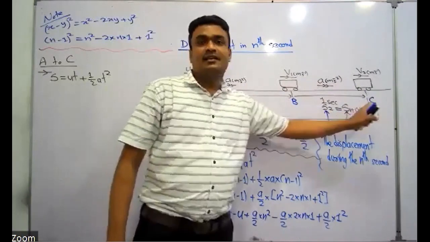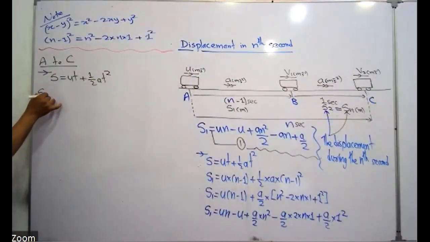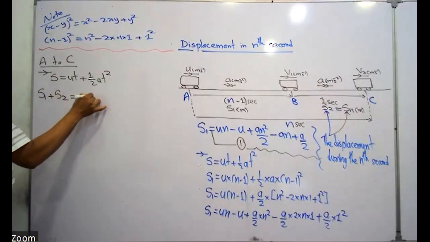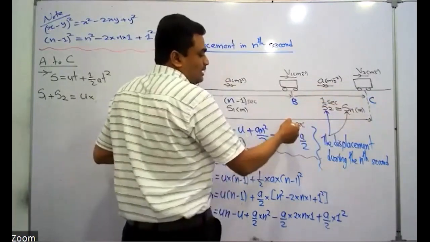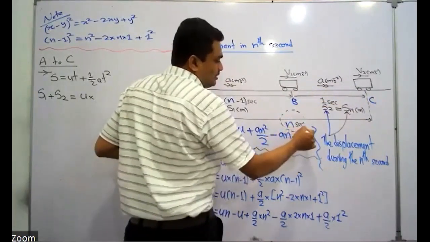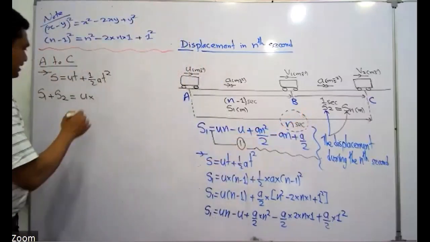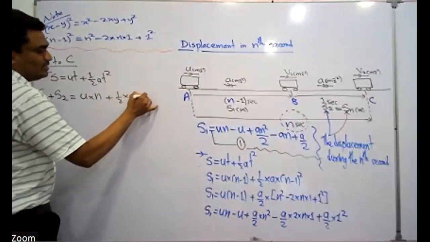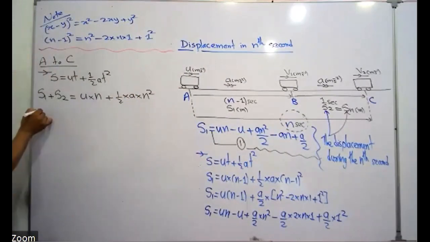S1 plus S2. Total displacement is S1 plus S2. U is u. A to C total time is n seconds. So n plus half acceleration times n square. So what will you get?